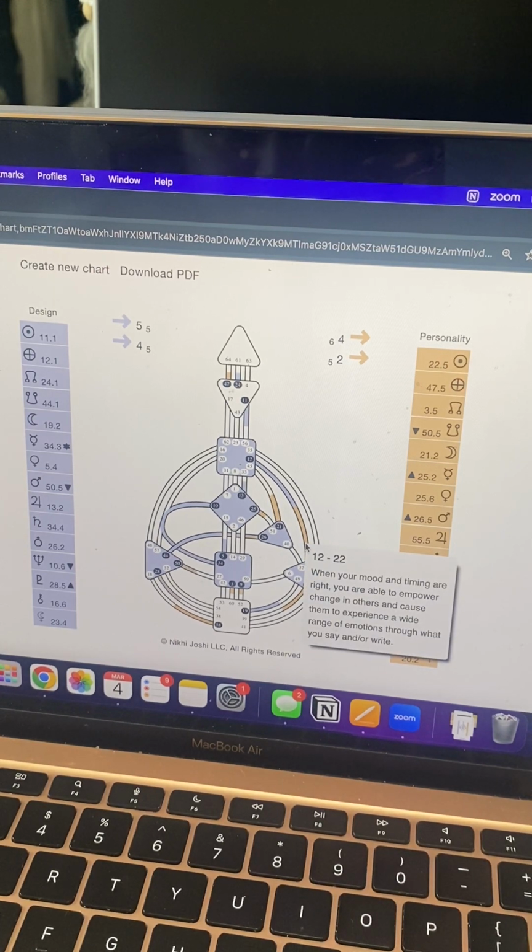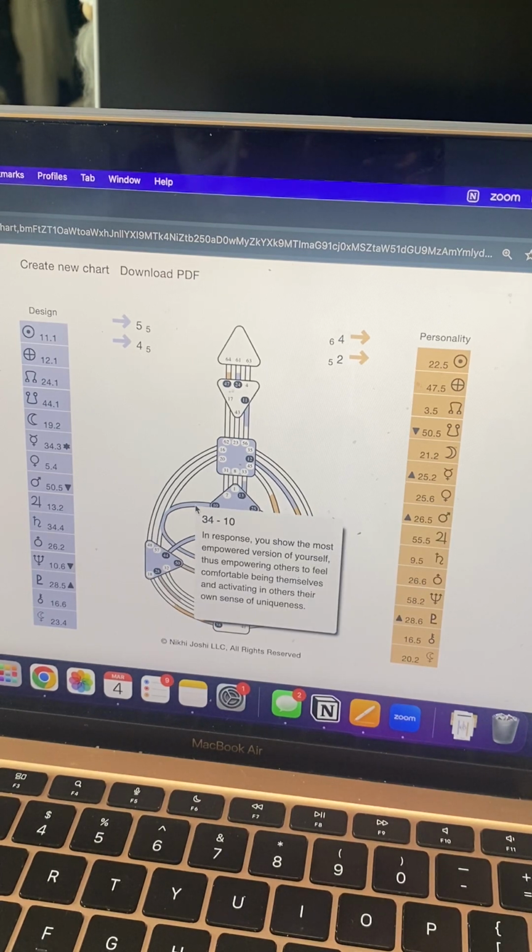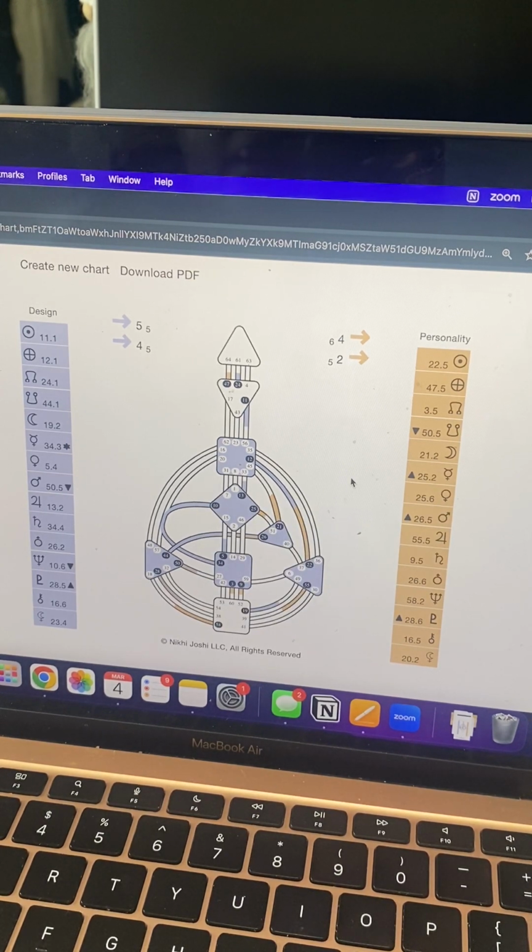Look at that. So there's more about the channels, by the way. If you hover on my site, you can read more about it.